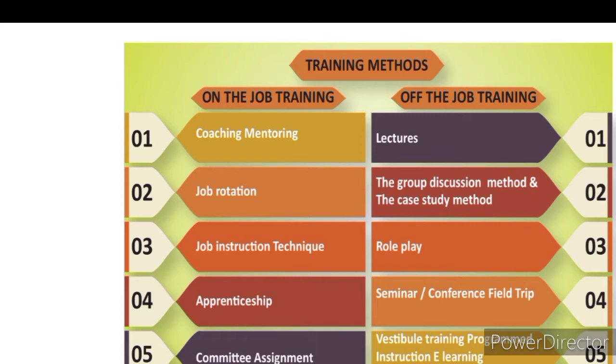What is on the job training, children? Can you tell me? Think and tell me. It is very simple. The name itself says it, on the job. It means when you are placed into a job, you get training. After getting placed into the job, you get the training. That is on the job training. What is off the job training then? It's very simple. Before you get placed into your job, you get the training. Even before you go and join a company, you get trained and then you join a company. That is off the job.